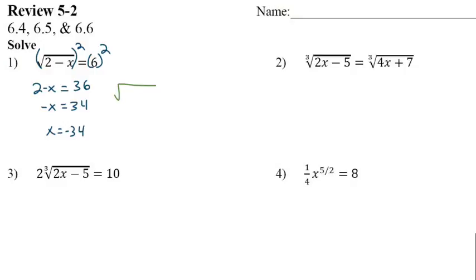So that is 2 minus negative 34. Does that really equal 6? Well, that really turns into a plus. That's 36. The square root of 36 is 6. So yes, this really is your solution.